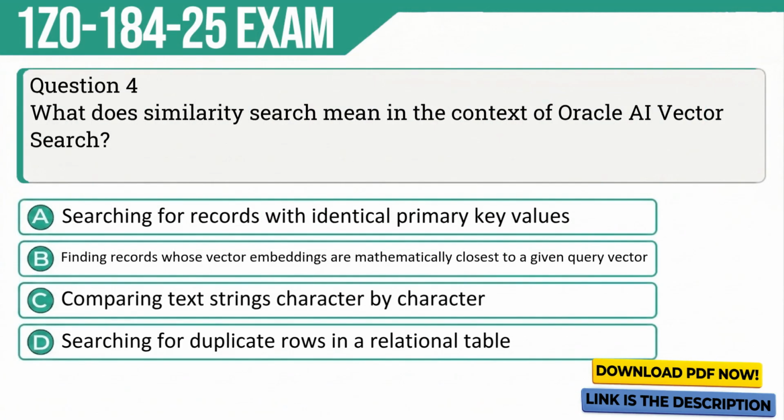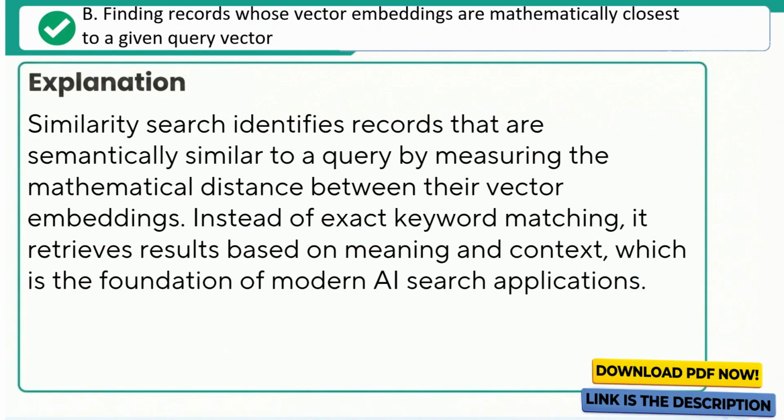Question 4. What does similarity search mean in the context of Oracle AI Vector Search? A. Searching for records with identical primary key values. B. Finding records whose vector embeddings are mathematically closest to a given query vector. C. Comparing text strings character by character. D. Searching for duplicate rows in a relational table. Correct answer, B. Finding records whose vector embeddings are mathematically closest to a given query vector.